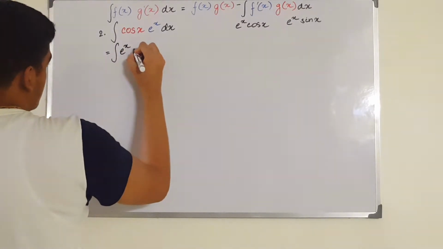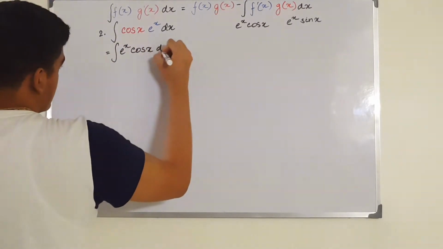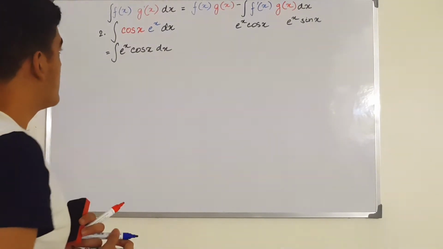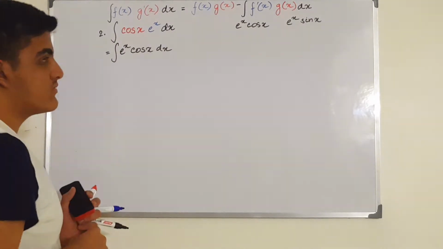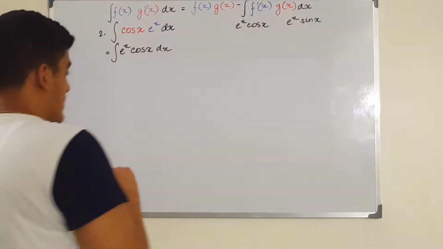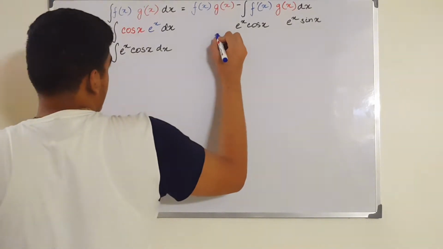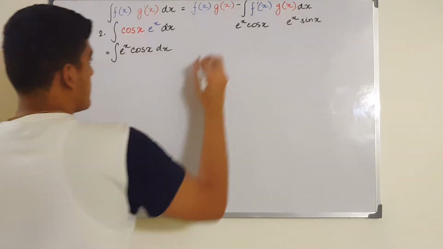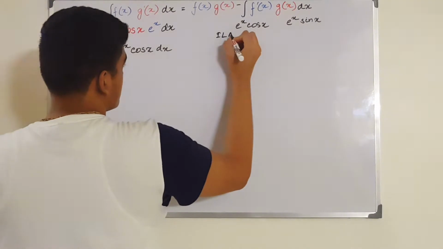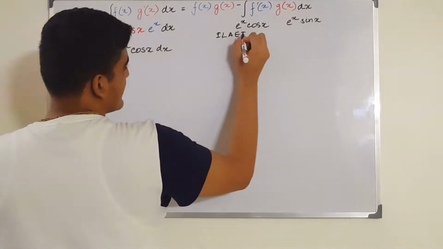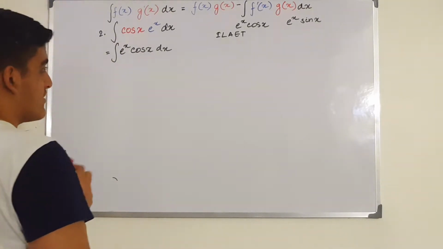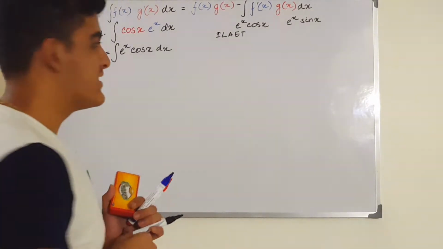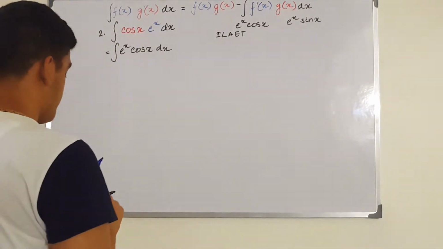So the question is the integral of e to the power x multiplied with cos x dx. Now how do we go about solving this? It's going to be the same way, with the exception that in this case we will be following "ILATE" rather than "LIATE", because the exponential is coming before the trigonometrical, in this case.